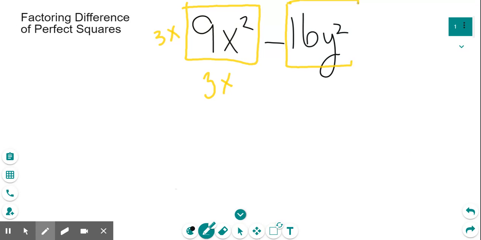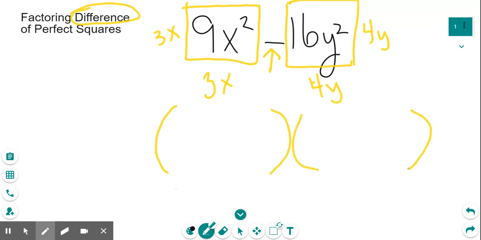Let's check 16y squared. 16 is a 4 by 4. And y squared is y by y. So yes, these are perfect squares, and also make sure that there is a minus sign. Remember, if that was a plus sign, this would be non-factorable. But because it's a minus, it is a difference of perfect squares, and we can factor it.